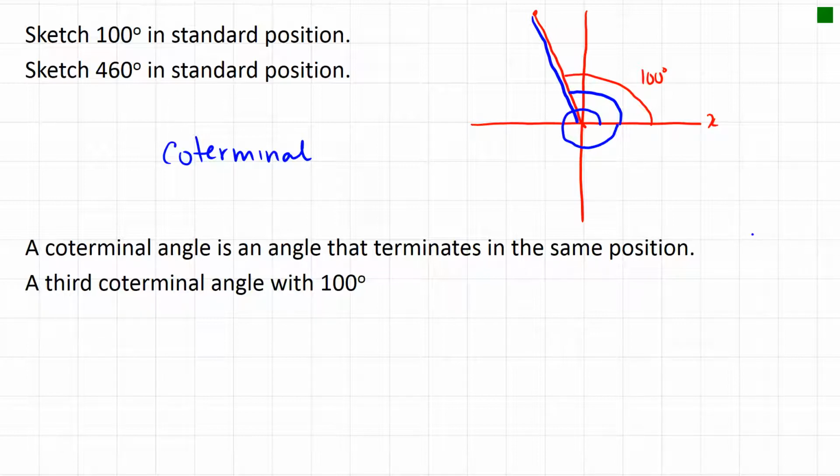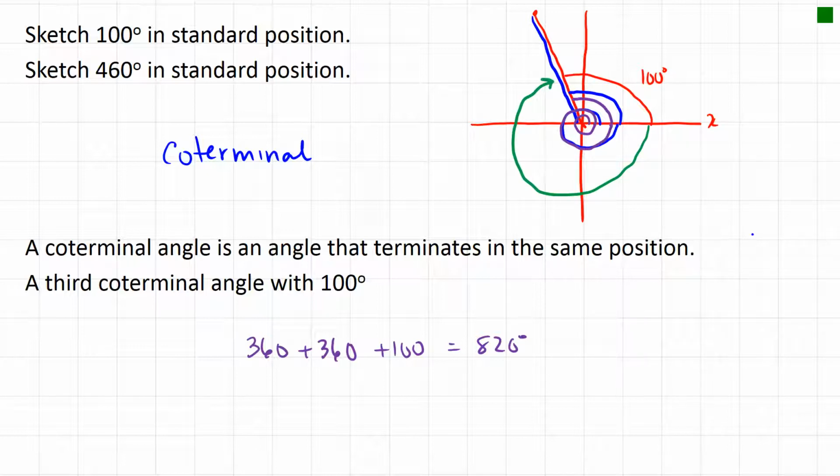Can we figure out a third coterminal angle with 100 degrees? Well, sure, there's an infinite number of them. We could have actually gone twice around the circle. So once 360, another 360, and then an extra 100. So 360 plus 360 plus 100 is 820 degrees. That also is coterminal. Another option is you could have gone backwards and said, all right, this angle ends up in the very same spot as well. So negative 260 degrees is also coterminal. So there's lots of options when you're asked for coterminal angles.